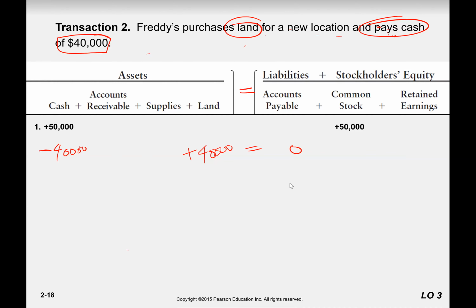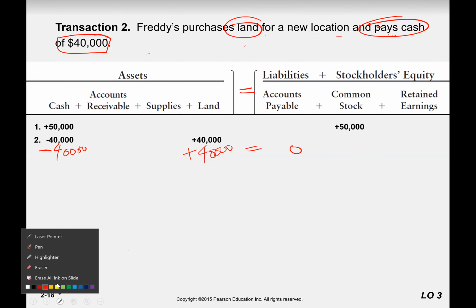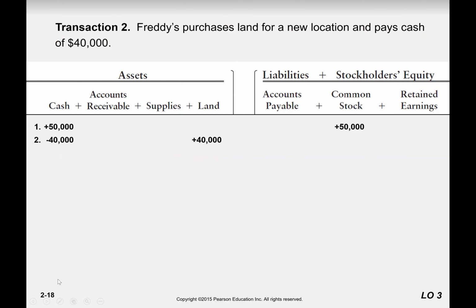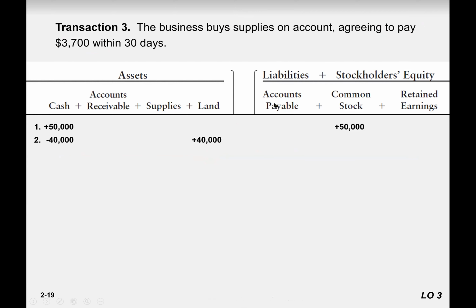Okay. Now transaction 3. See, on the same equation, now we have 2. So the equation is balanced. Third transaction: a business buys supplies on account, agreeing to pay 3,700 within 30 days. What does it mean?